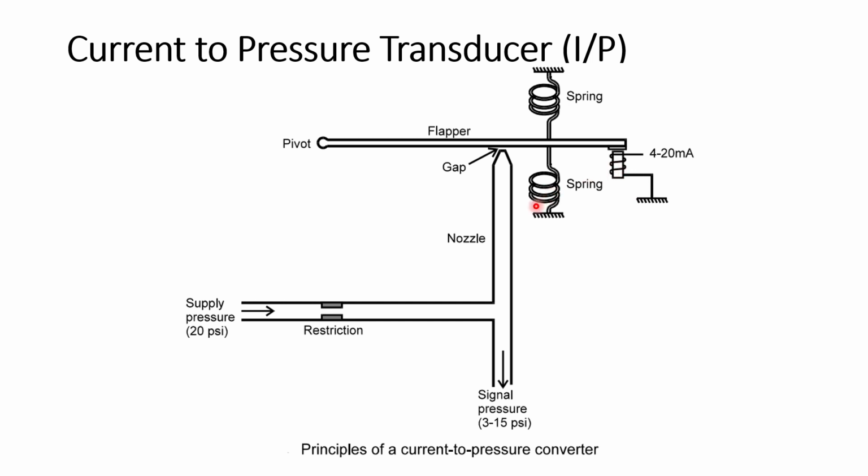When it is actuated, the magnet will pull the flapper down, this gap will start closing, and we can get a pressure up to 15 psi at the outlet. So let us see the same thing through a video.